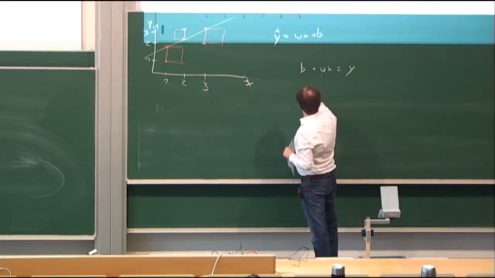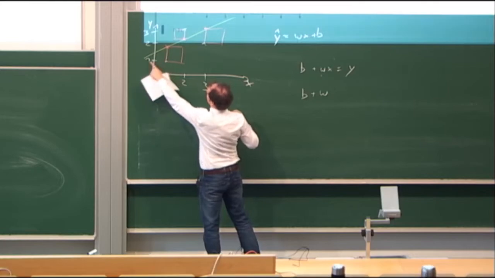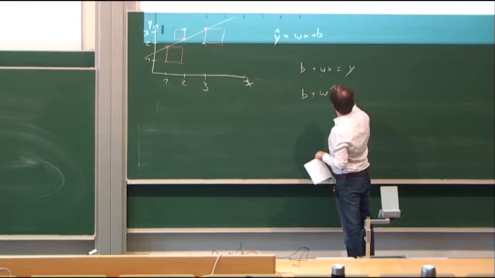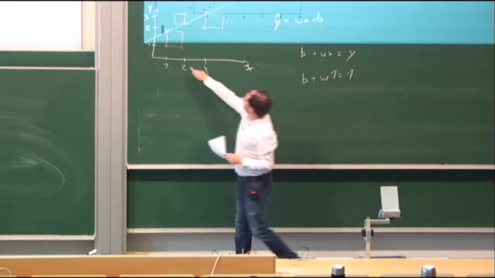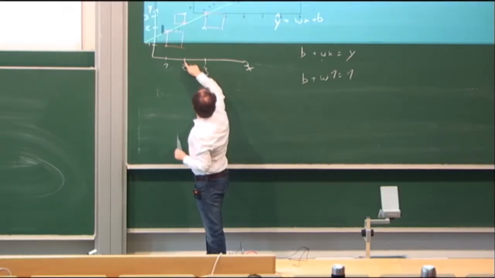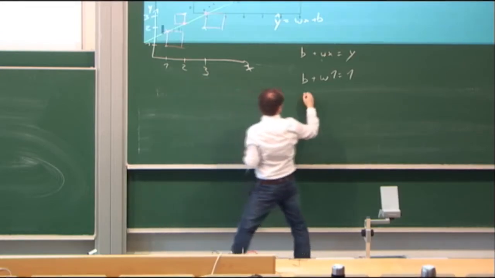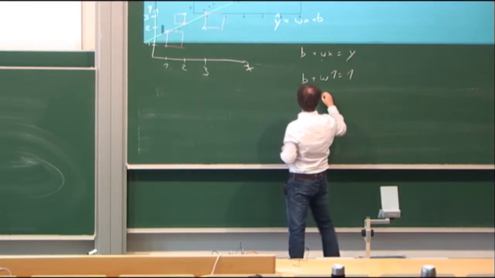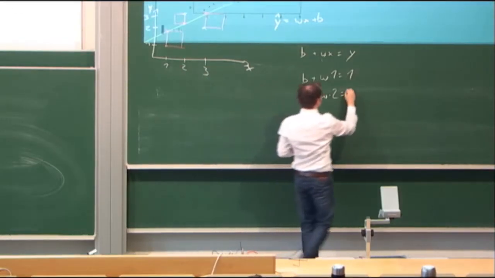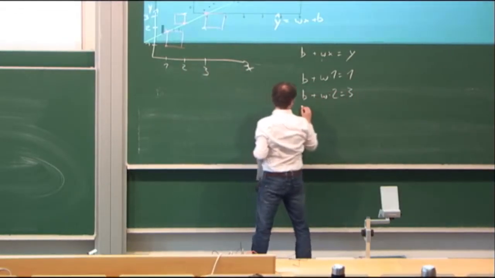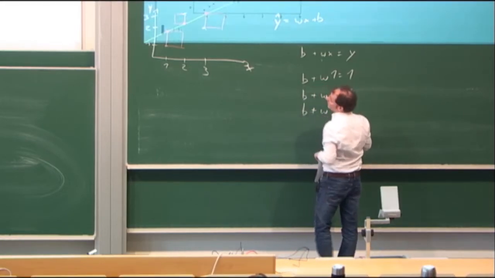So b plus w, say let's take this point first. So x is 1 and y is 1. b plus w times 1 is 1. And then this data point: b plus w times x, x is 2, is y, and y for this data point is 3. And the last data point gives us an equation that b plus w times x, x is 3, is 2.